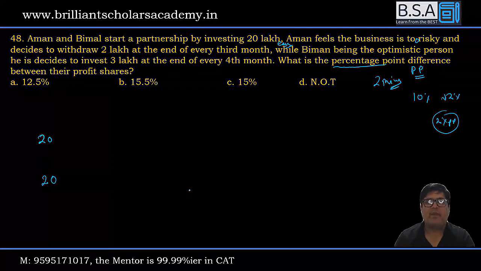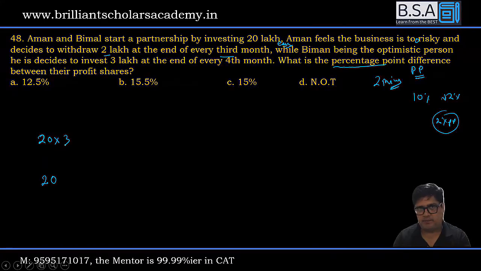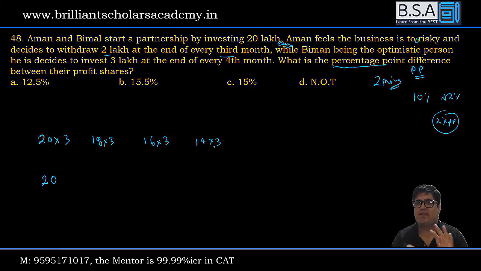I'll start from there. So he withdraws 2 lakhs after the third month. So for 3 months, 20 lakhs were there. Now 2 lakhs are gone. So 18 lakhs for 3 months. Again 2 lakhs are gone. 16 lakhs for 3 months. Again 2 lakhs are gone. So 14 lakhs for 3 months. Total 12 months are there in a year. We always consider partnerships to be 1 year long.